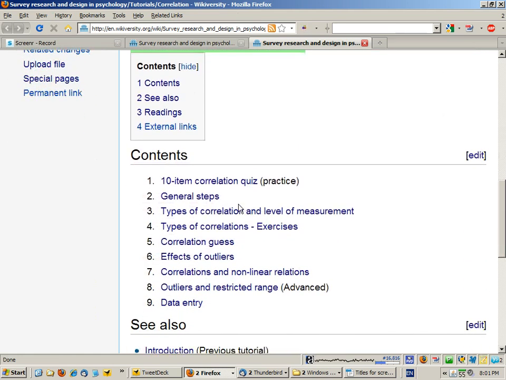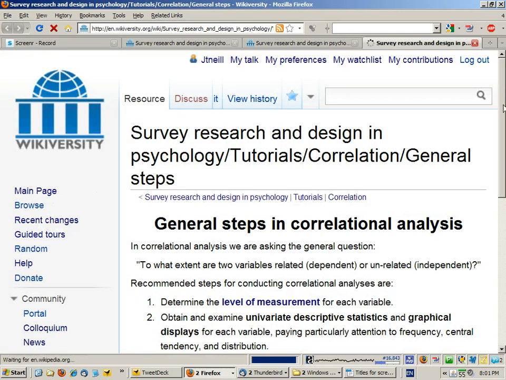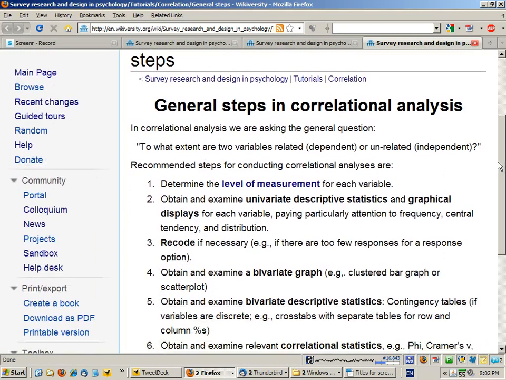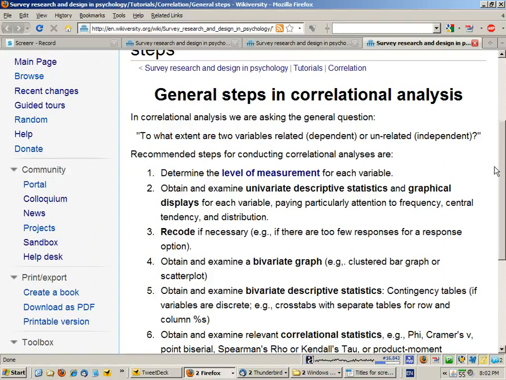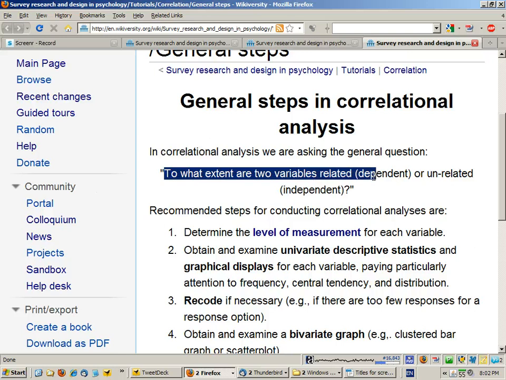Now you can try this 10-item correlation quiz yourself as a form of review, and what I'll now describe are the general steps that you should consider when you're approaching a correlational analysis. The general question that we're asking is, to what extent are two variables related or dependent, or to what extent are they unrelated or independent?